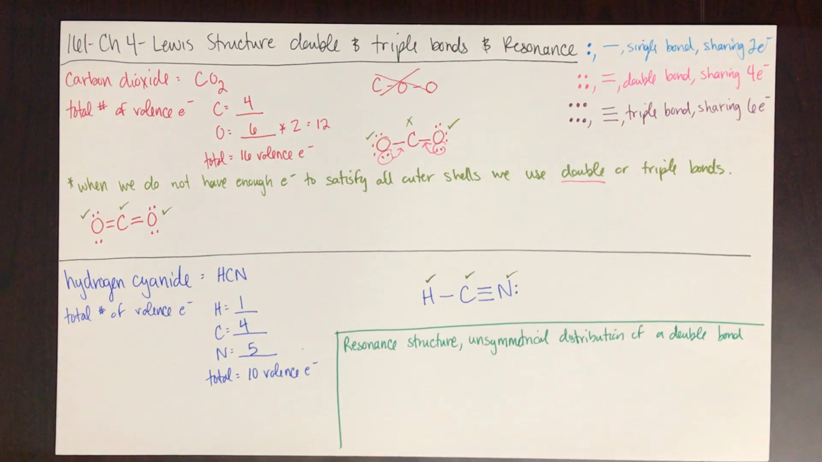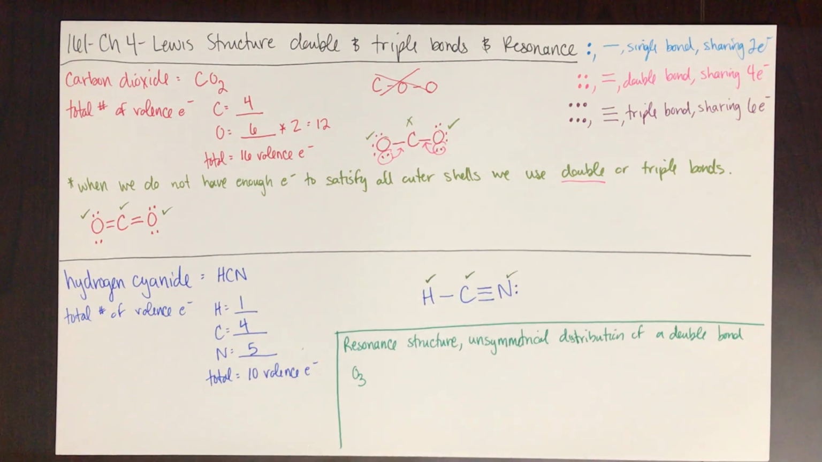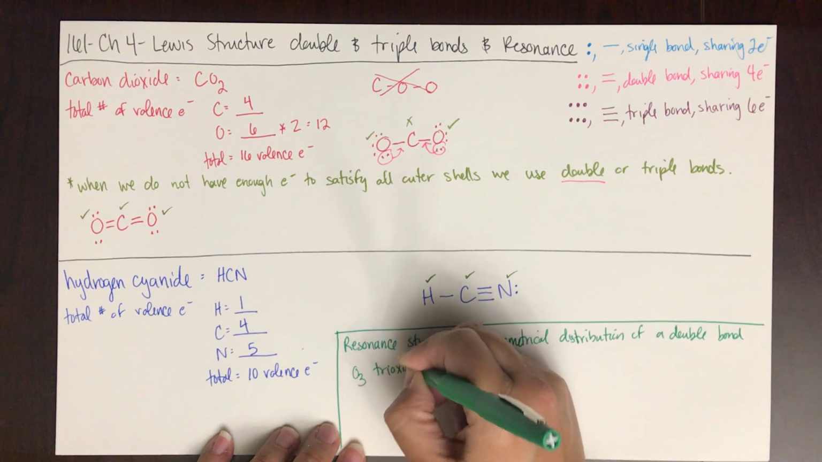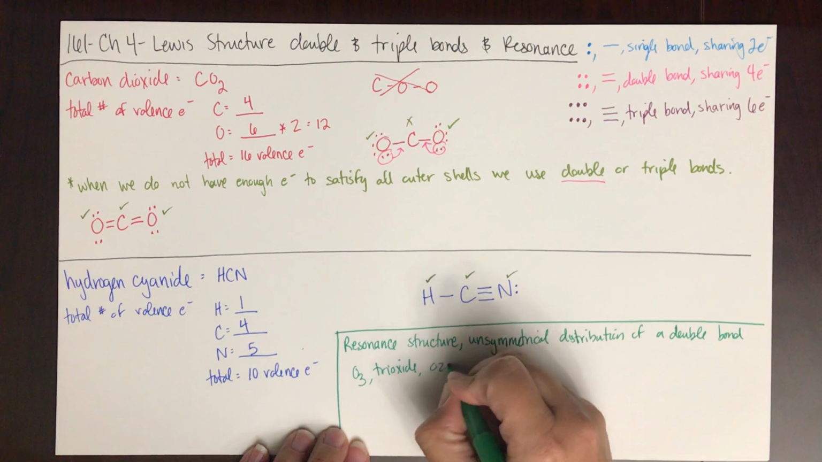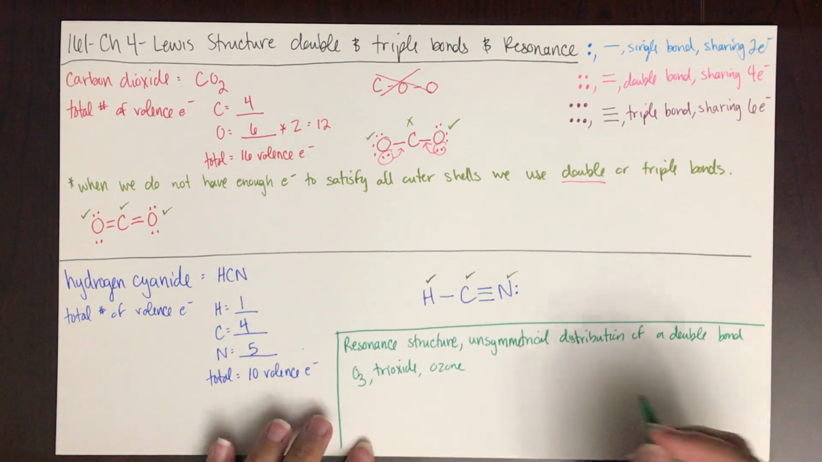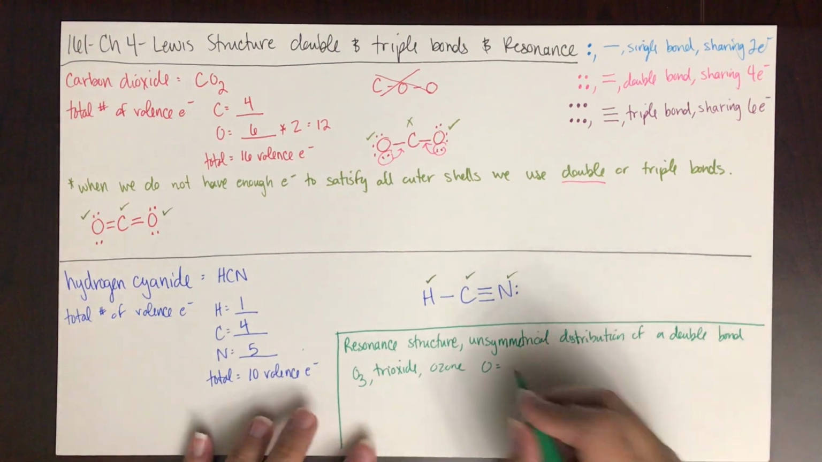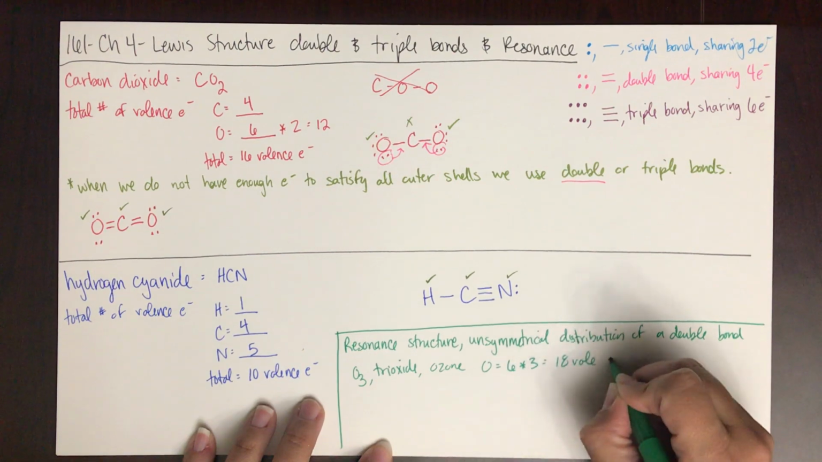Let's do the Lewis structure for something called ozone. Ozone is O3. So it's 3 atoms of oxygen covalently bonded together. It would also be called trioxide, or the common name is ozone. So let's see how many total valence electrons there are. Oxygen is in group 6, we already said, and I have 3 of them. That means I have 18 valence electrons.